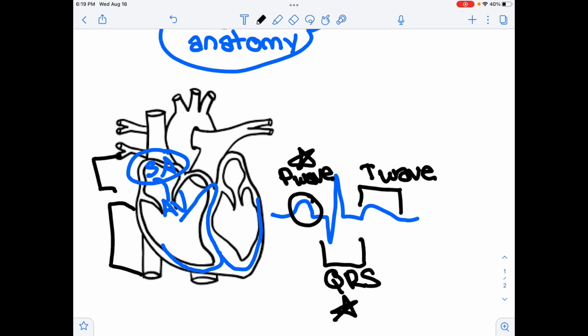I want you to be able to associate those parts of the EKG with the anatomical structures that are being used during those times. That will help you really understand what's happening physically to your patient when we get into the dysrhythmias.